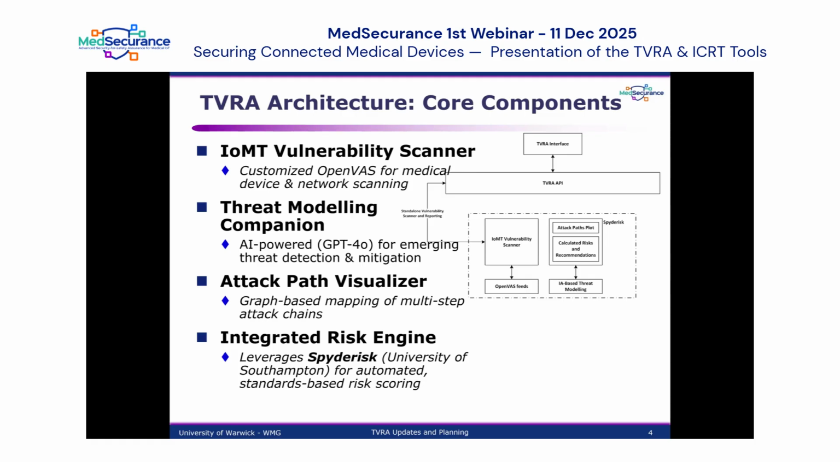So if a user can have this kind of information, they can predict or visualize attack paths by using this tool. And the last tool is the risk engine, where we use SPIDER Risk, which is developed by the University of Southampton, and we parameterized some attributes in SPIDER Risk in order to assess risk associated with threats within the network system.